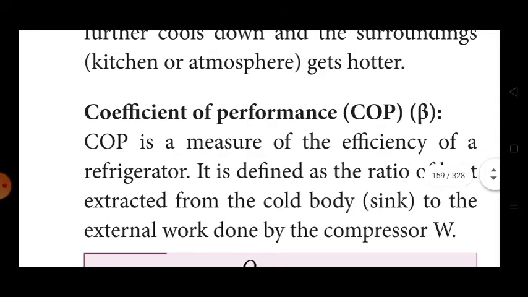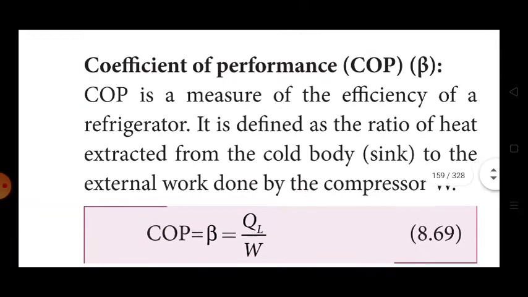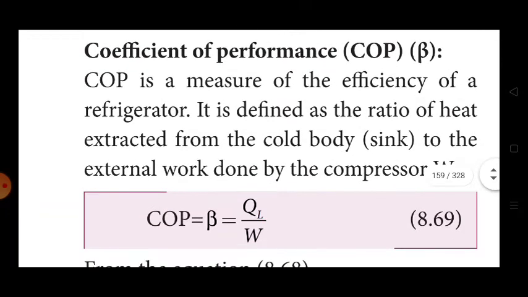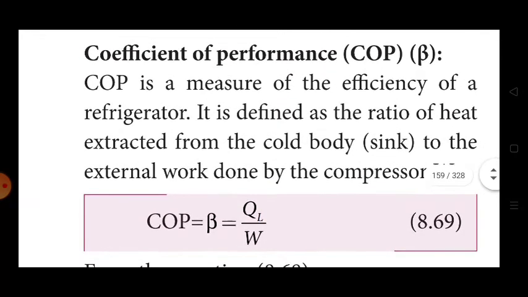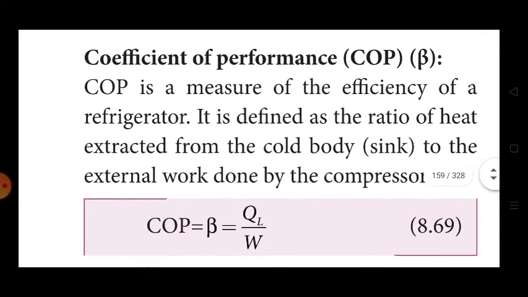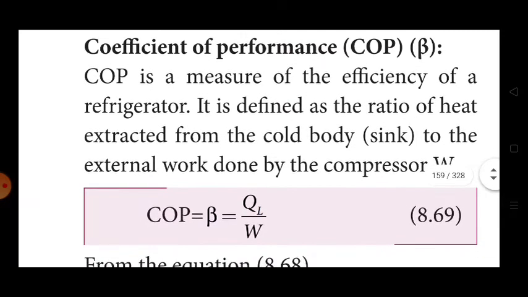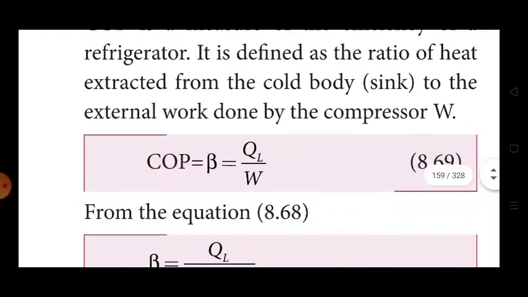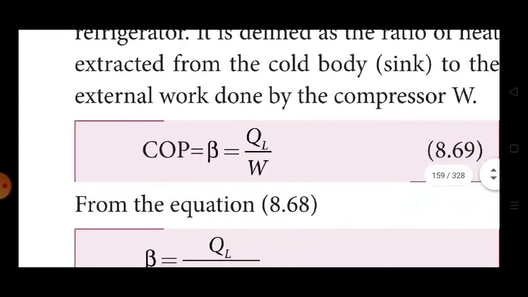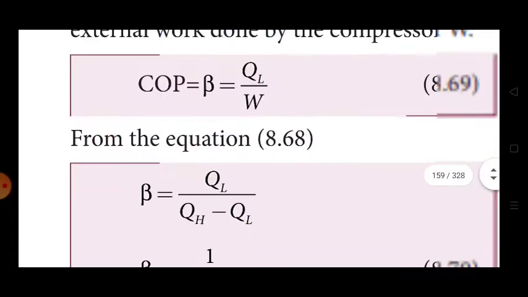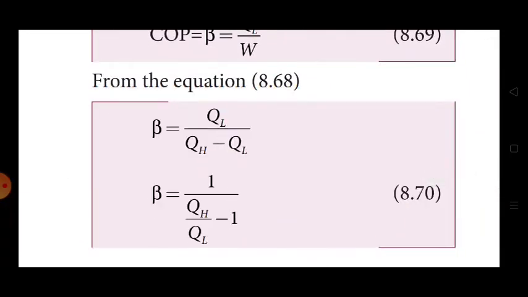Coefficient of performance, that is beta. COP is a measure of the efficiency of a refrigerator. It is defined as the ratio of heat extracted from the cold body sink to the external work done by the compressor W. COP beta is equal to QL by W. From the derivation 8.68, beta is equal to QL by QH minus QL. Beta is equal to 1 by QH by QL minus 1.